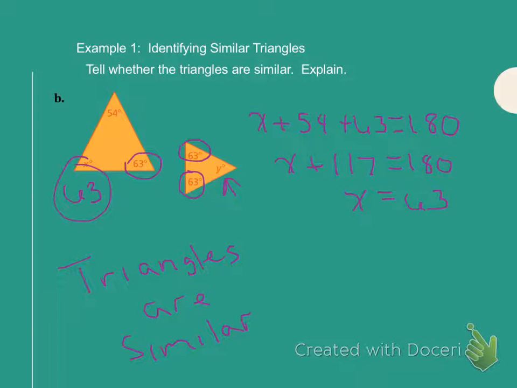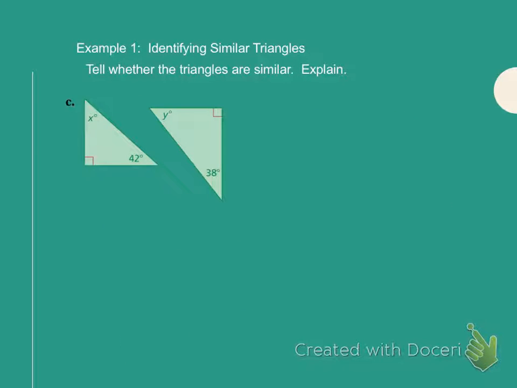So let's look at C now. We're going to tell whether these triangles are similar or not. Now, if you remember, I discussed earlier that that little square in the corner means that these are 90 degrees. So these are both 90 degrees. While 42 and 38 do not match, but like I said before, it does not mean that they're not similar because we don't know what x or y is. So I'm going to go ahead and solve for x. So I've got x plus my 90 here, plus 42, which is the other angle, and that's going to equal 180.